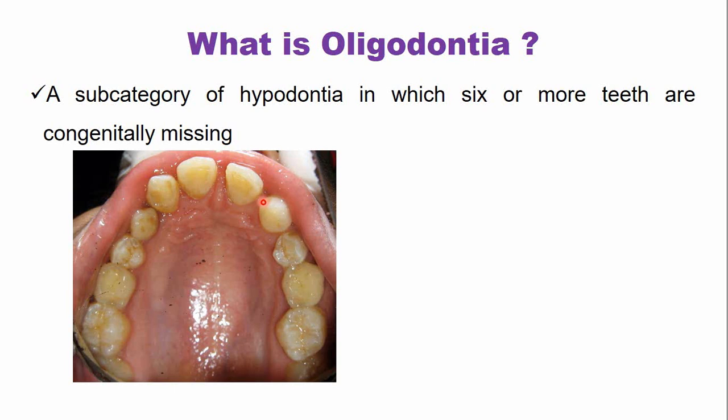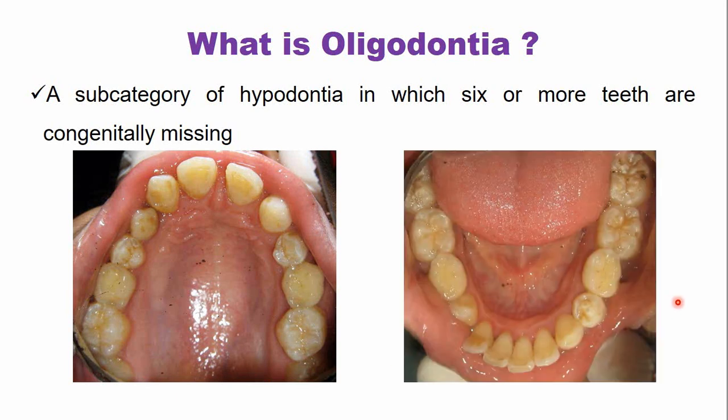On the left side, this is the central incisor. The permanent lateral incisor is missing. This is the permanent canine. This is the maxillary first premolar. The second premolar is missing, and instead of that premolar, there is a retained deciduous second molar. This is the first permanent molar, second molar. So lateral incisors, second premolars, and the third molars are missing.